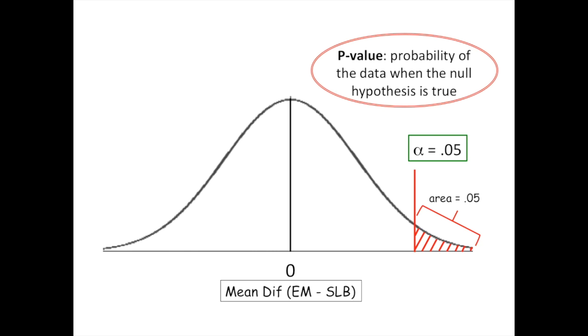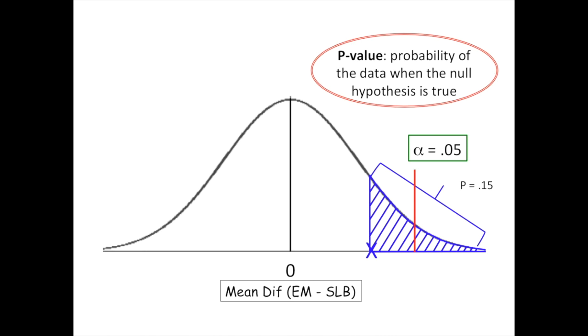Suppose that the researchers find a mean difference at this point along the distribution. It is above 0, which indicates that the sample mean plaque index for the elastic module group was higher than for the self-ligating bracket group. The p-value is calculated as the probability of getting a result at least as extreme as these results, so it will always be the area from the test result through the tail of the distribution. This area represents 15% of the distribution, so the p-value is 0.15.